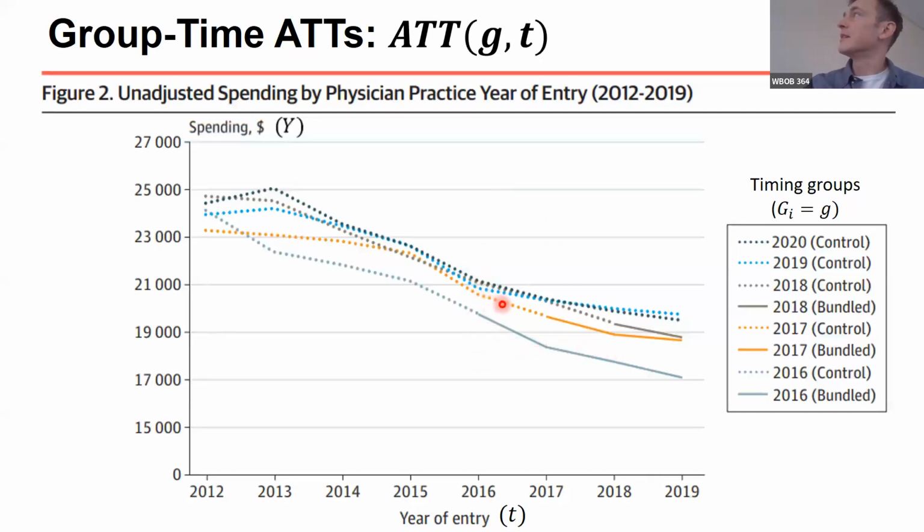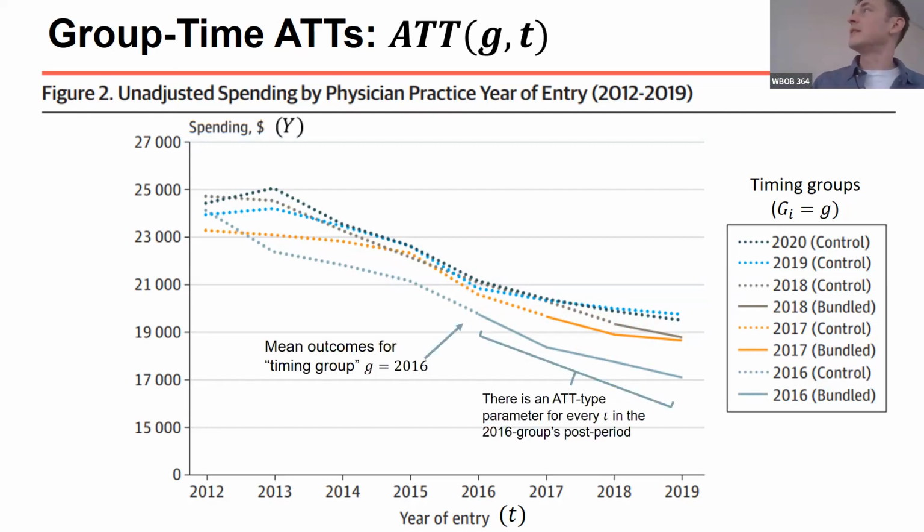Here's the 2017 group in orange, and this figure is showing you almost everything you need to know to analyze this policy. So no internal Humana data required, really. This figure is all you need. So when you look at this, you should say, well, okay, there's actually going to be an ATT type parameter for each year of this line.